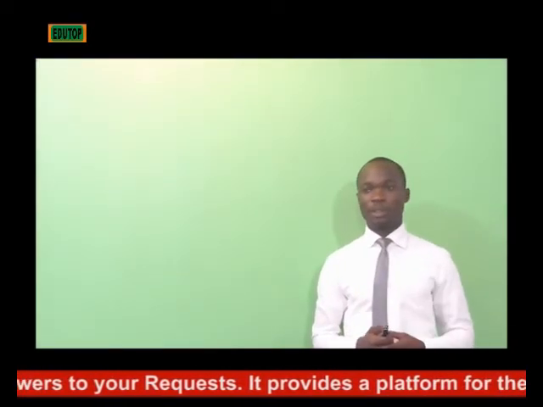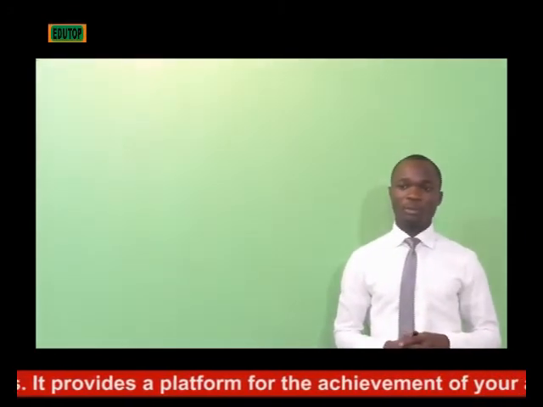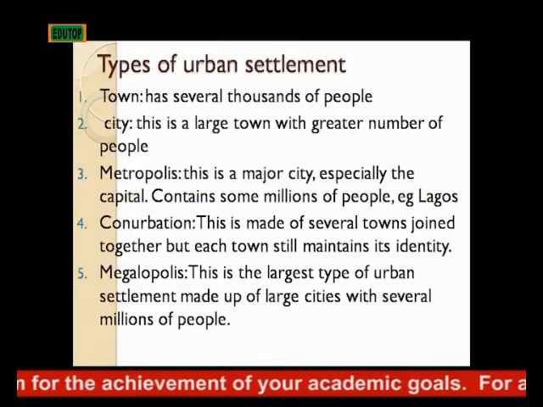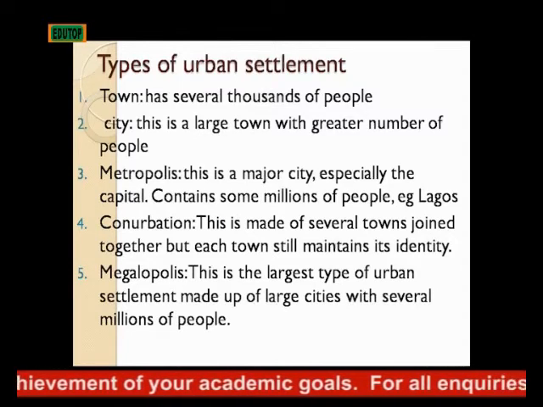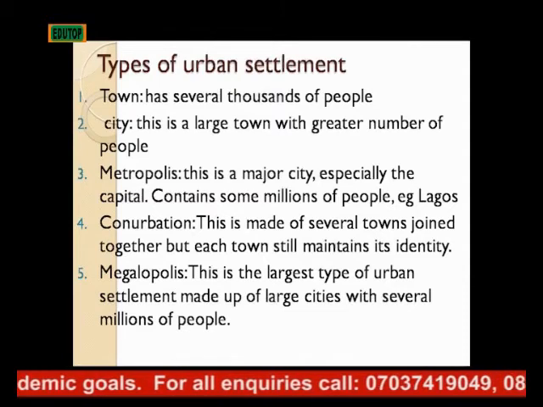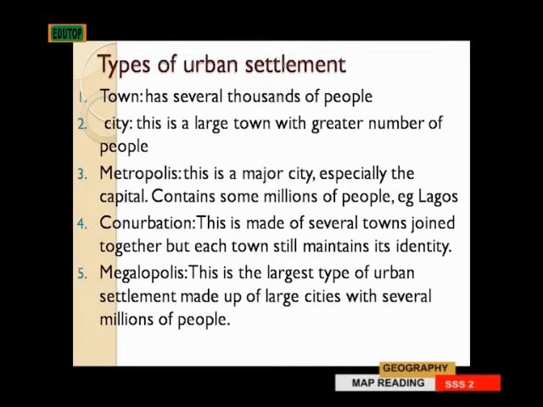They constitute the seats of administration, and there is a high rate of congestion in urban settlement. Types of urban settlements include: the town, the city, the metropolis, the conurbation, and the megalopolis. A town has several thousands of people, whereas a city is a large town with a greater number of people settling there. And the third one, we have the metropolis.